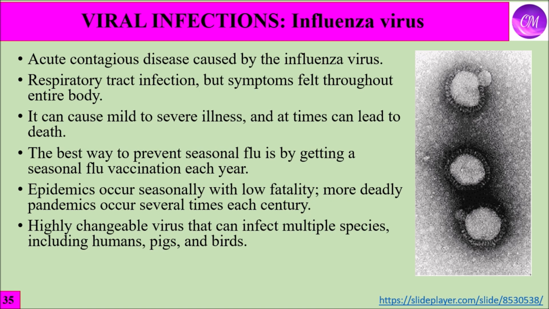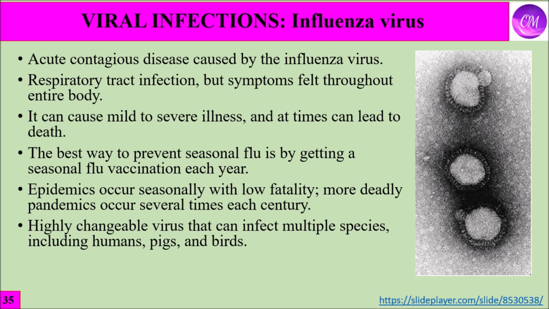First, we'll start with the viral infections. First, influenza virus infections. Influenza is an acute contagious disease caused by the influenza virus. It is a respiratory tract infection, but symptoms are felt throughout the entire body. It can cause mild to severe illness, and at times can lead to death. The best way to prevent seasonal flu is by getting a seasonal flu vaccination each year.